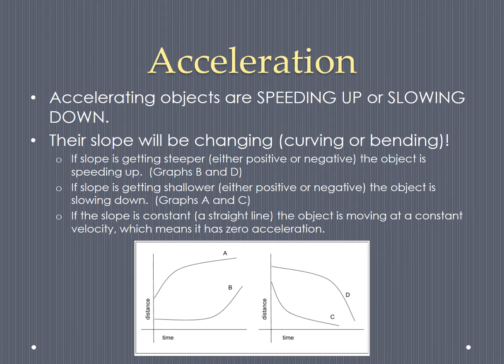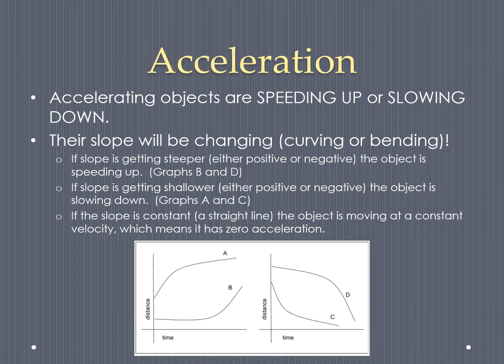So let's talk about acceleration. Accelerating objects are speeding up or slowing down. It's a common misconception that for something to be accelerating, it has to be speeding up, and this is not true. It could be speeding up or slowing down. So how do we know if an object is accelerating by just looking at the distance time graph? Well, the trend line on the distance time graph that's representing the object will have a slope that will be changing. So this could show a curve or a bend.